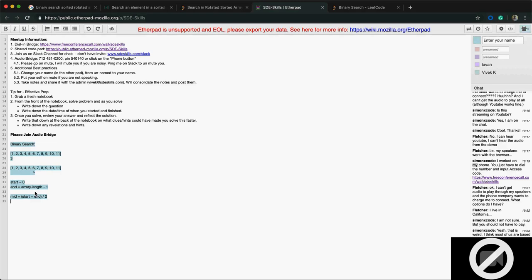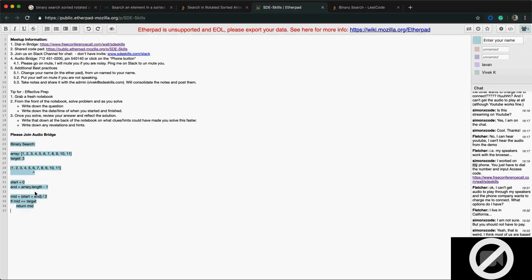Yes. Then the first condition: if the element at the midpoint is your search target, then you just return the index that you got, the mid. Let's say this is the array and the target is 3, so we will return mid here.